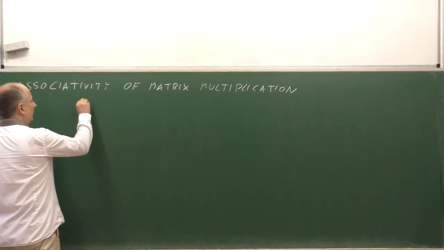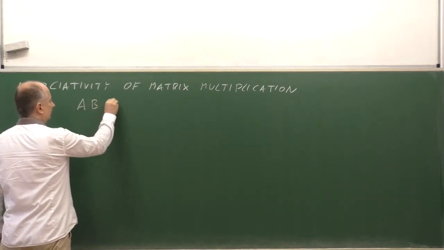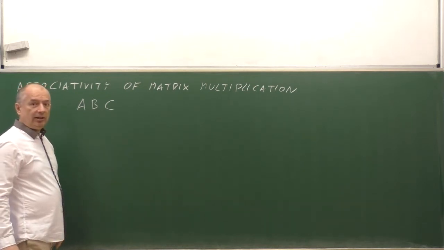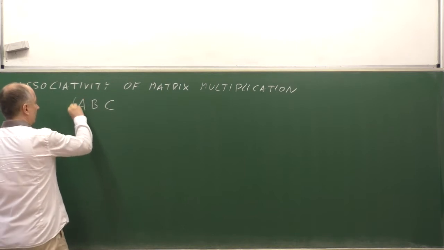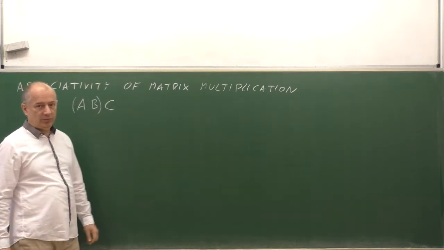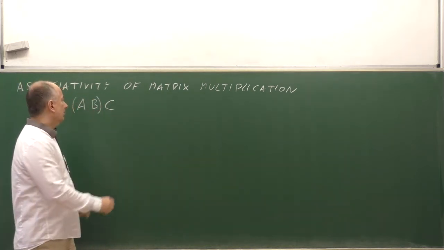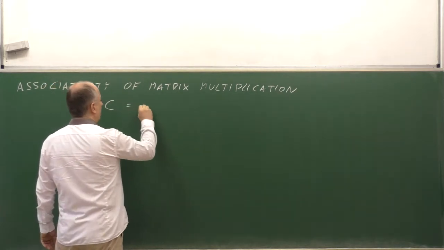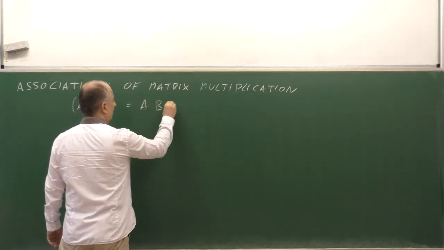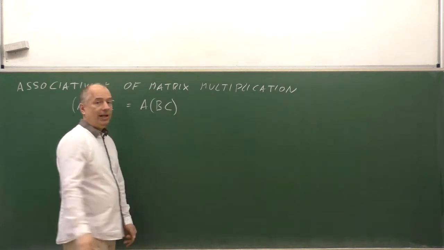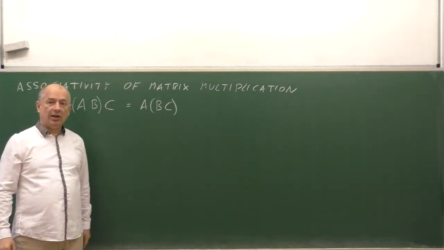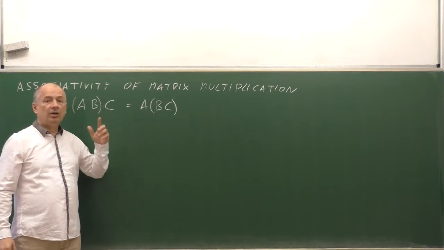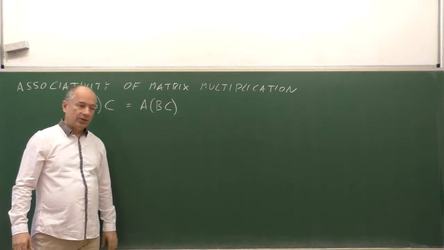It means that if we have three matrices and we multiply them, then we can do this in two different ways. We can either multiply A times B and then by C, or we can multiply first B times C and then by A, in this order. And the result is the same for any three matrices for which the product makes sense.